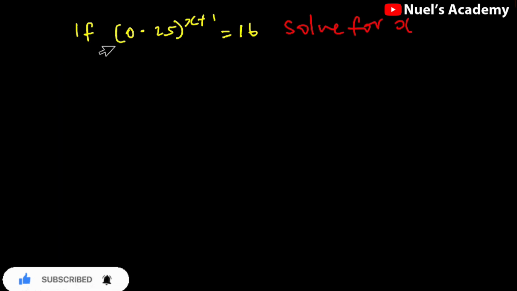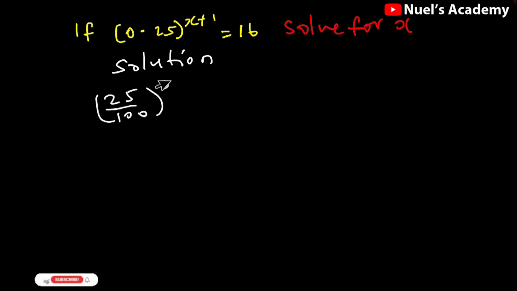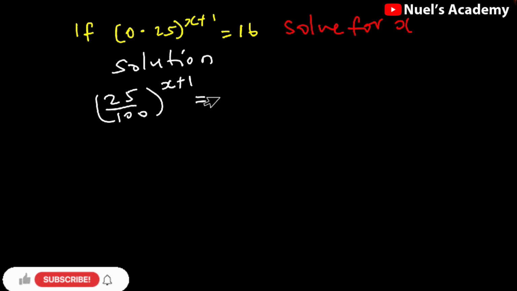So given that 0.25 raised to the power x plus 1 is equal to 16, we want to solve for x. So solution. Now 0.25 is in decimal. If we want to convert it to a fraction, it's going to be 25 over 100. Then this is raised to the power x plus 1. So that is equal to 16.